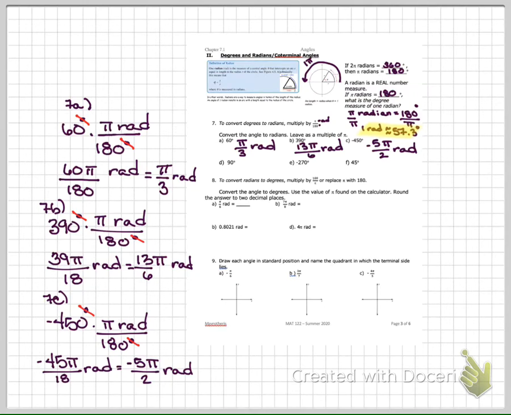Okay, other side. We've got 7D, 90 degrees times pi radians over 180 degrees. We're canceling degrees again. 90 over 180 is 1/2. 1/2 pi radians. Usually we put the pi in the numerator and we have pi over 2 radians.